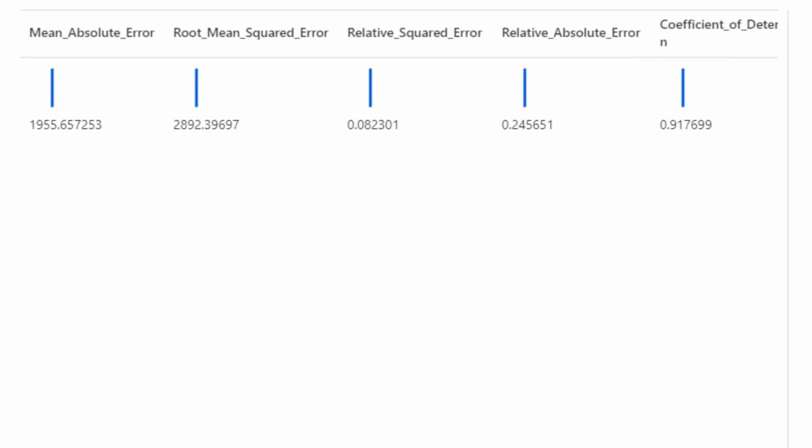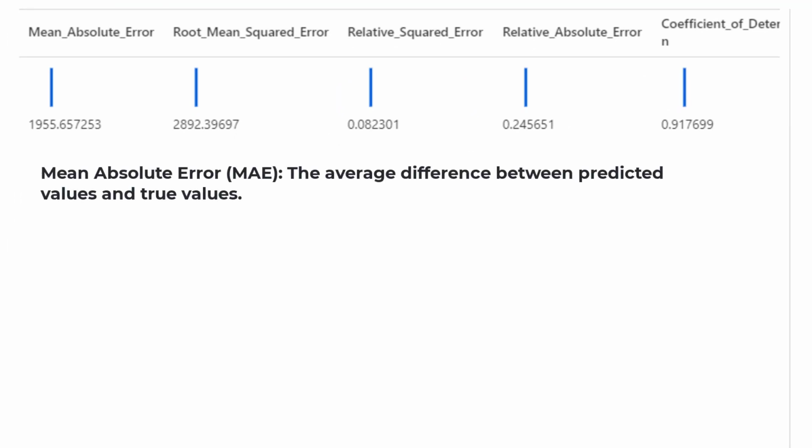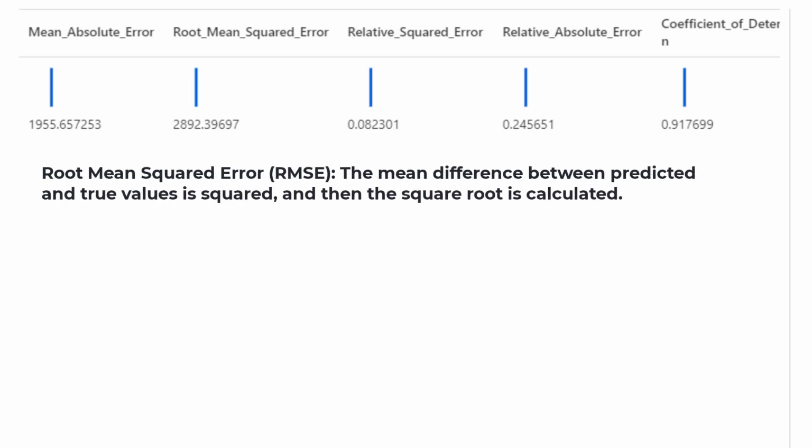Mean absolute error is the average difference between predicted values and true values. The lower the number, the better the prediction. Next, let's consider the root mean squared error. For this metric, the mean difference between the predicted and true values is squared, and then the square root is calculated. The result is a metric based on the same unit as the label.